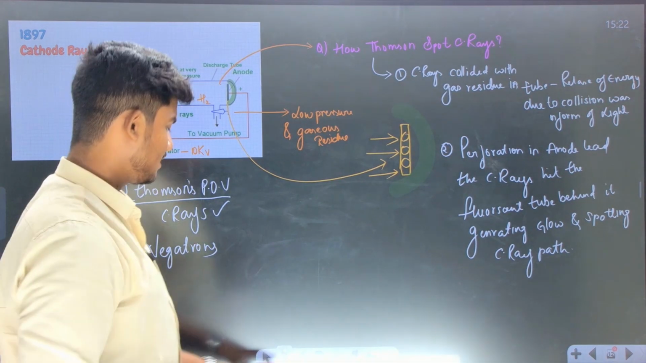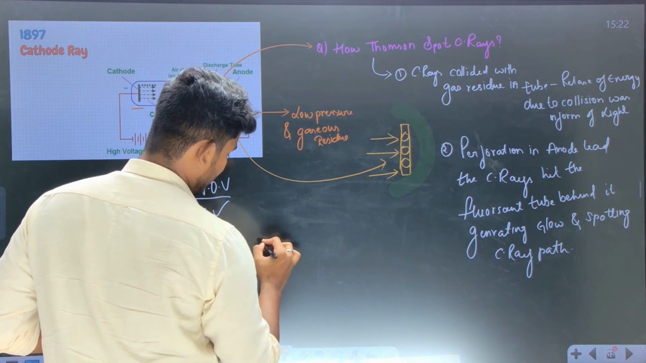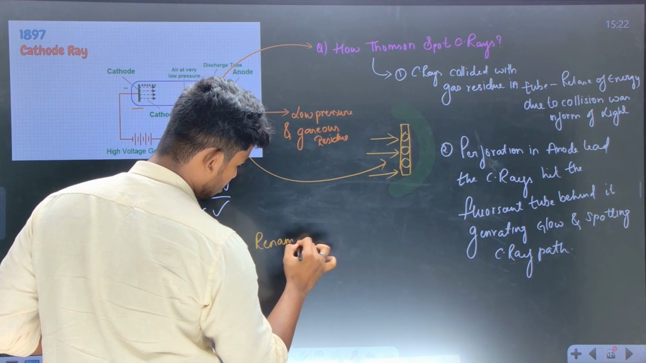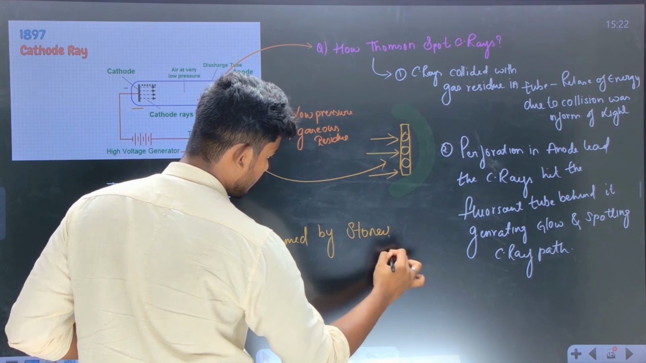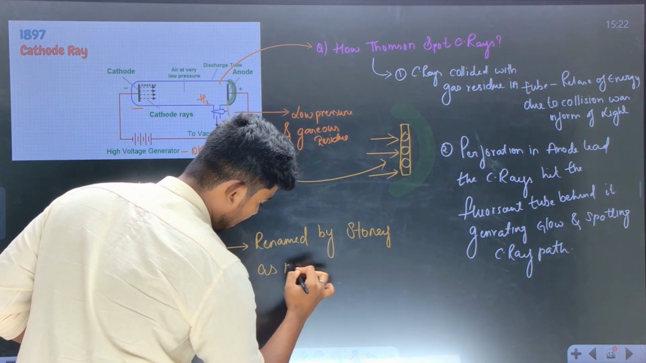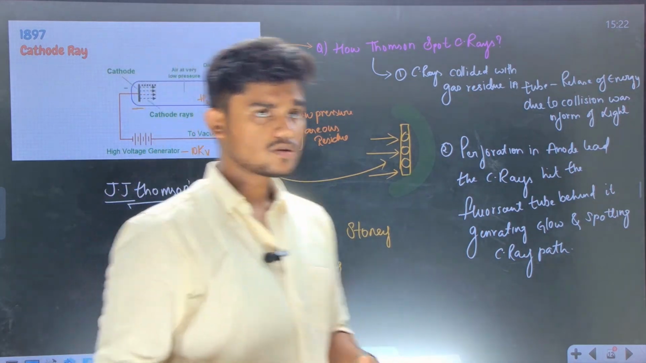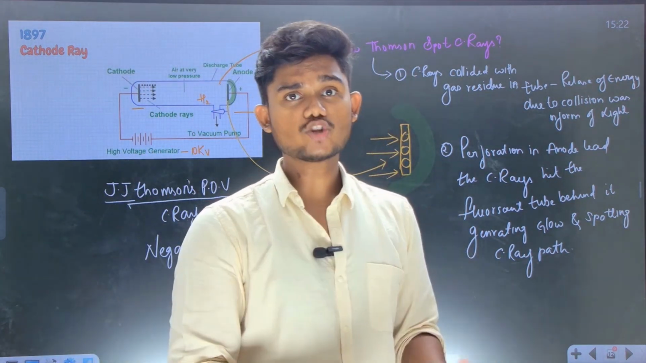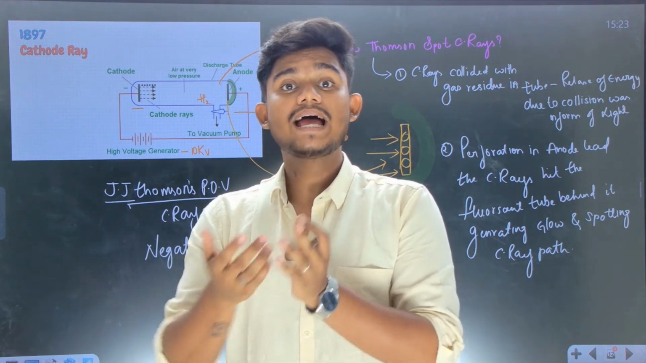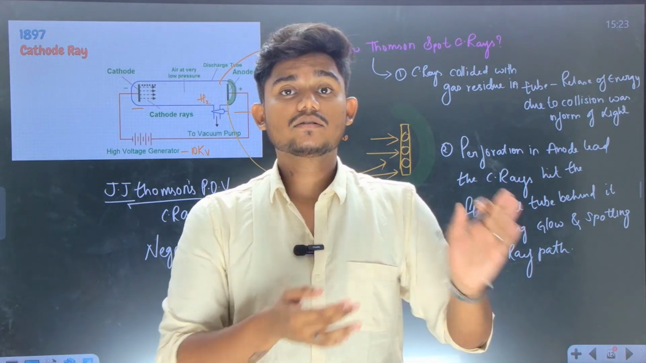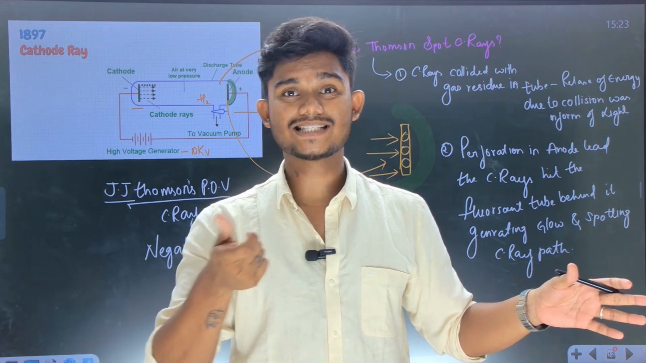Now, the fun fact is these negatrons were in future renamed by Stoney as electrons. So J.J. Thomson was the person who discovered electrons in the form of cathode rays, but he named those cathode ray particles negatrons. Later, another scientist named Stoney renamed negatrons as electrons.